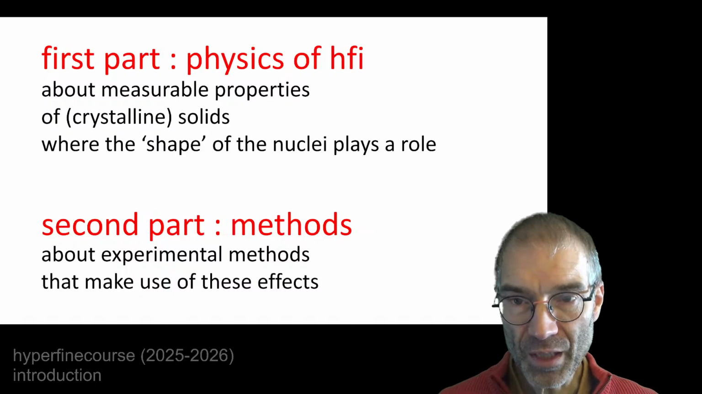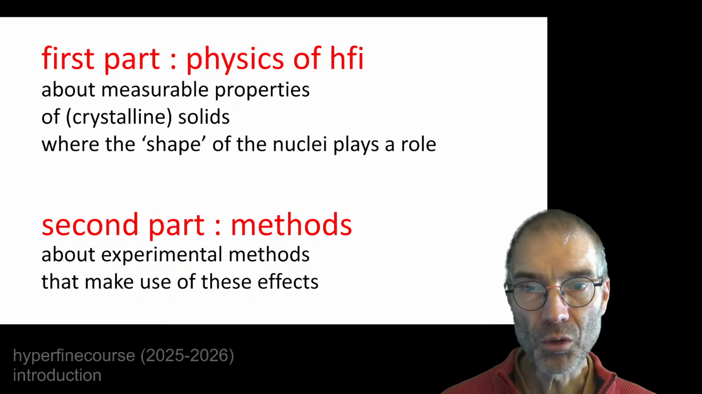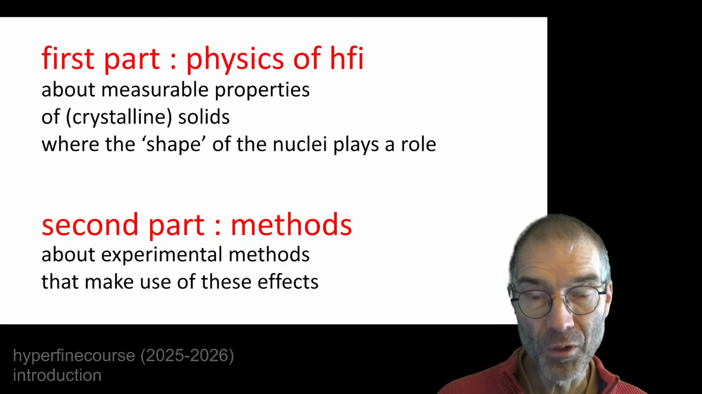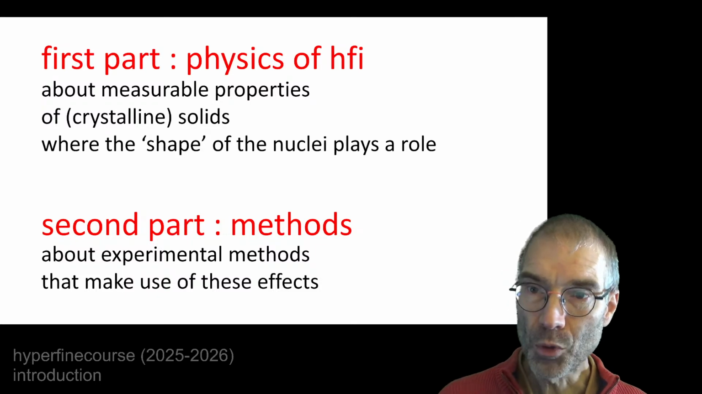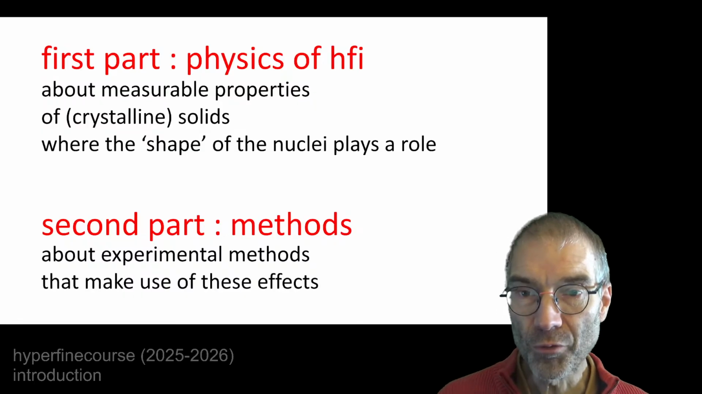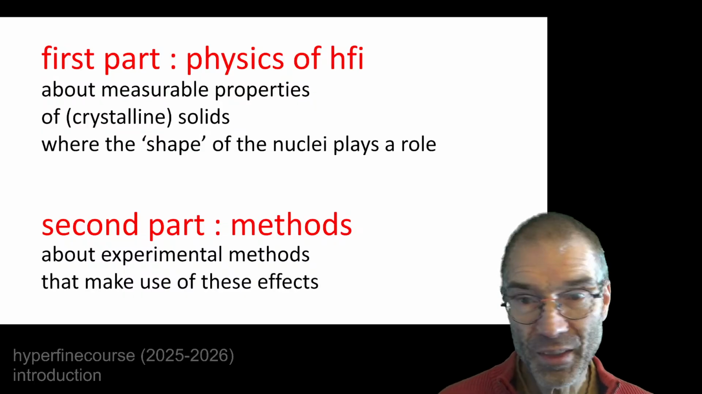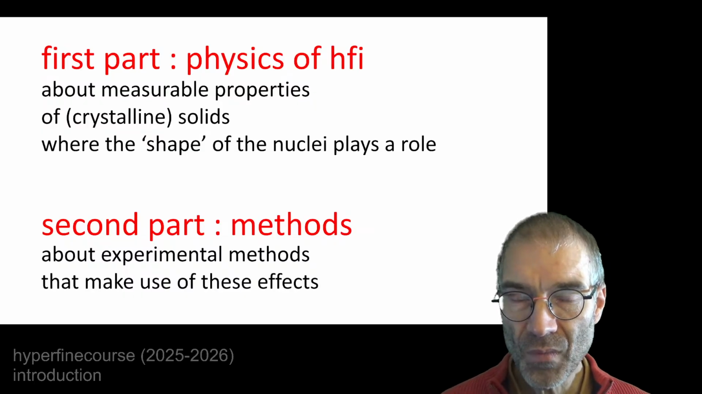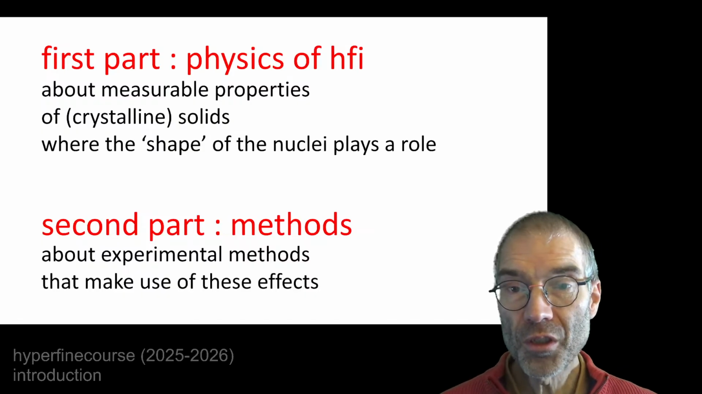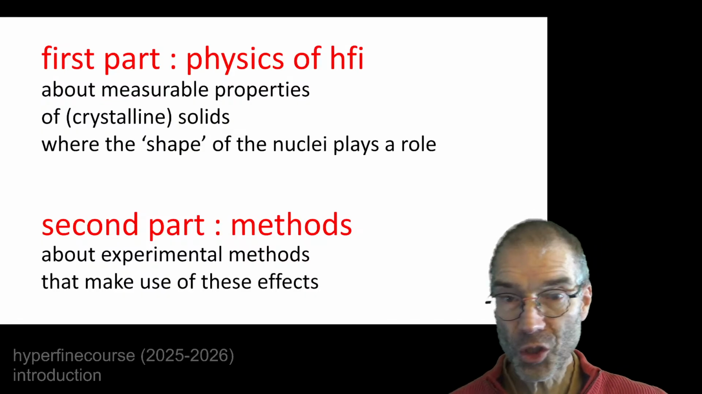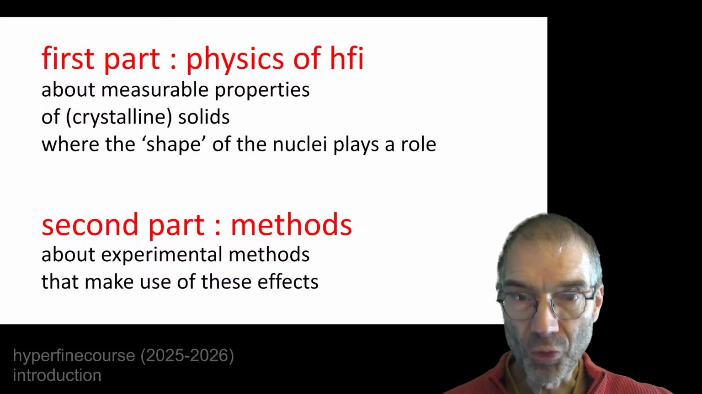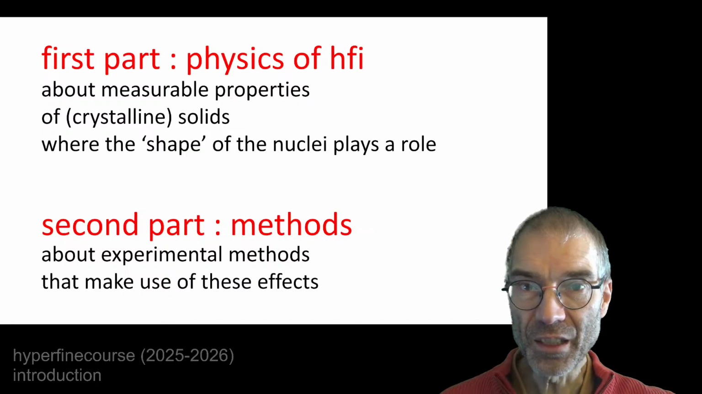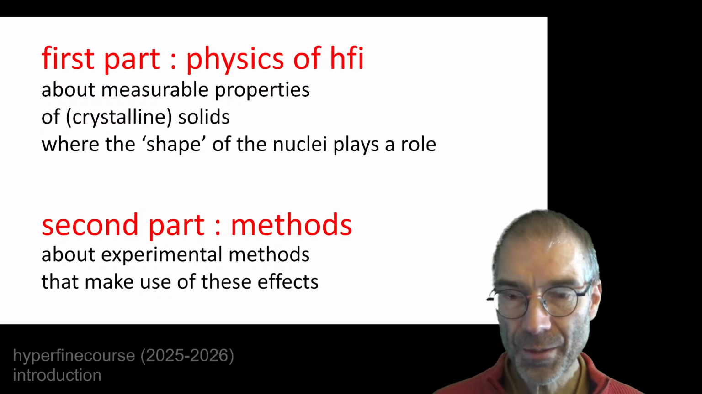And shape is between quotes, because shape will have a meaning of a 3-dimensional shape, but there is also the aspect of shape in the magnetic sense. So everything that lets a nucleus deviate from a charged point particle. Everything that goes beyond that approximation, that leads to hyperfine interactions.